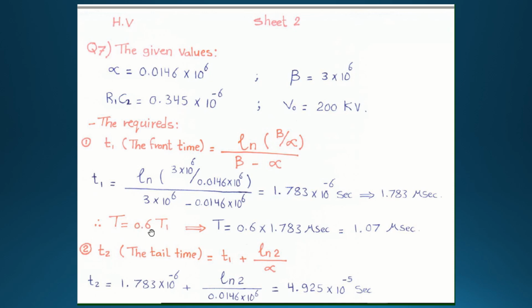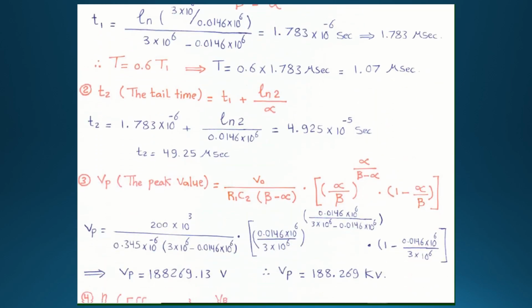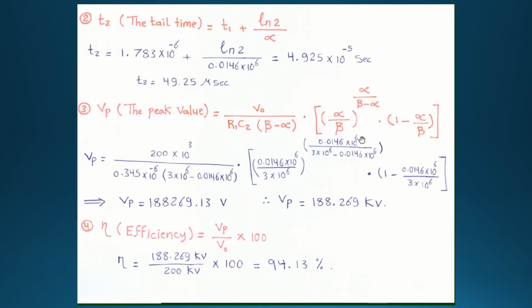So 0.6 is a constant, and T1 you can calculate. So T is equal to 0.6 into 1.783 millisecond. It will be equal to 1.07 millisecond. And now we have done the first required in this question. Now let's move on to the second required in this question, which is T2.